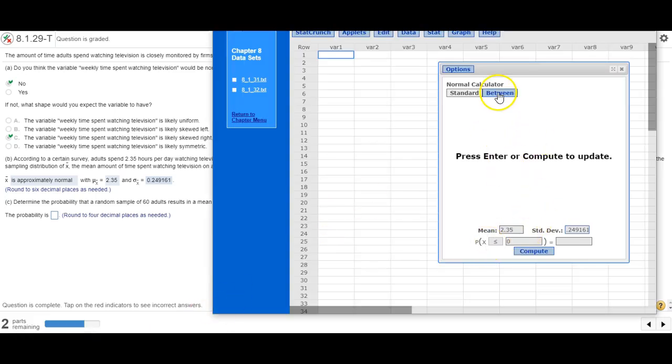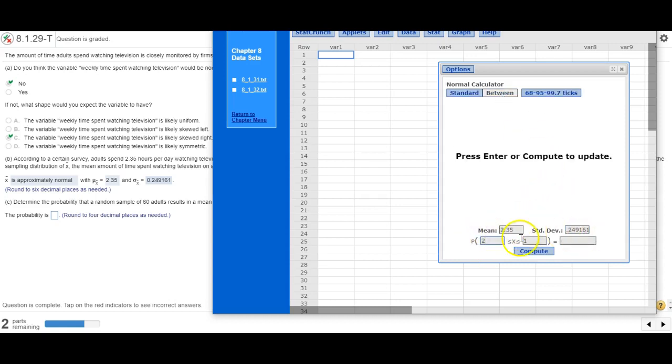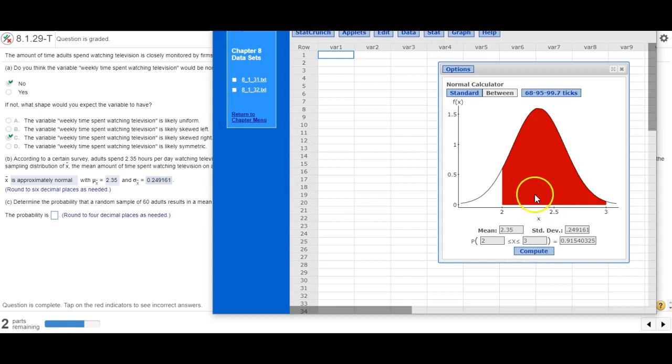There's a Between button here, you may have noticed if you use StatCrunch. Again, I like to use StatCrunch with this, between 2 and 3 hours. So this is to find the probability that the sample mean of 60 adults is between 2 and 3 hours. You can see the picture of this. It's centered at 2.35 with this standard deviation, and you get this picture between 2 and 3. And here's the probability right over here. So the probability rounded to 4 decimals is 0.9154. And that's what you'll enter here.